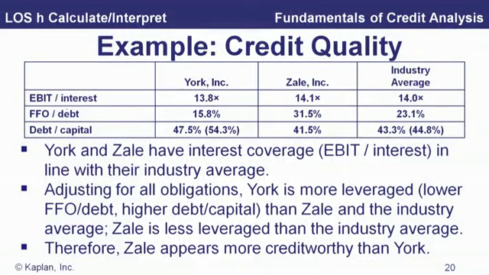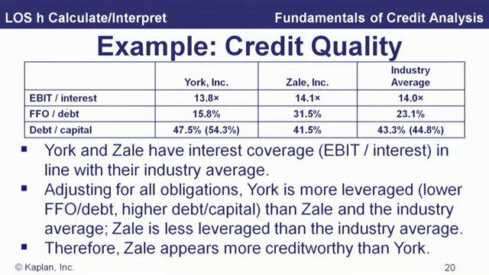So here it is. Our EBIT to interest ratio for York is 13.8. For Zale it is 14.1, and the industry average is 14. Well, we could say two things about this. We could say Zale is in the best position according to this metric. Another thing we might say is they're all pretty darn close together, and it's a tough call, especially since they match the industry average so well.